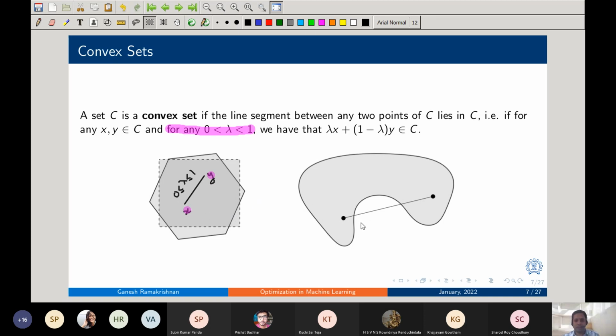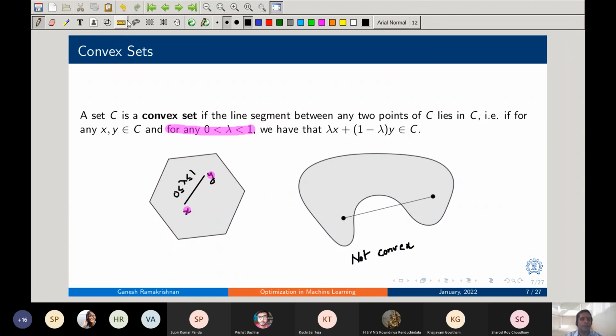So you can see here that there exists a pair of points X and Y in the set on the right hand side for which the line segment doesn't lie within the set. So this is certainly not convex. The one on the right is not convex, whereas the one on the left is convex. But there are many other convex sets. In fact, the entire vector space can be thought of as a convex set.